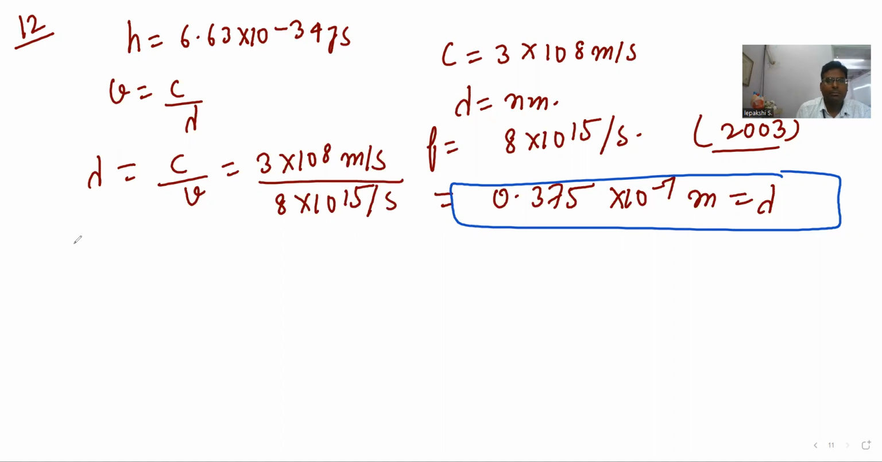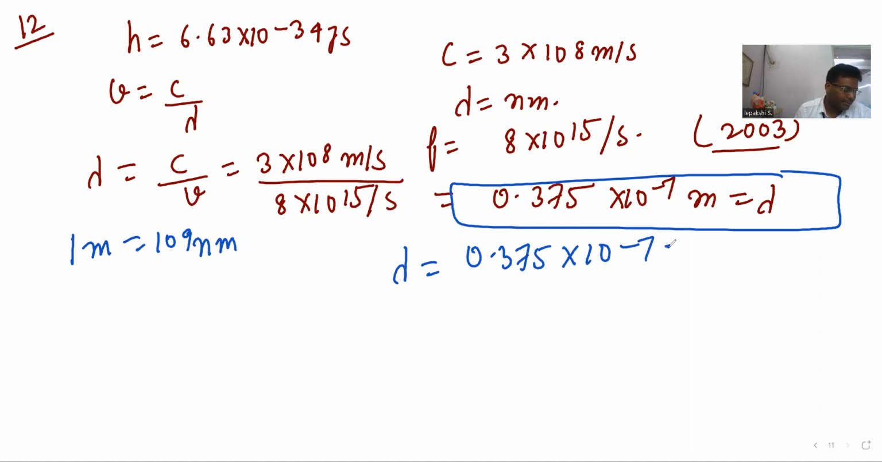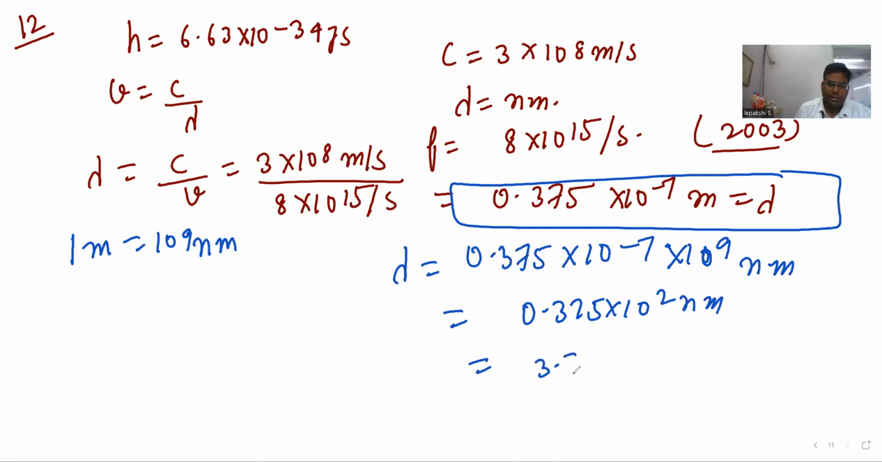And here given 1 meter is equal to 10 raised to 9 nanometer. So multiply it to convert into nanometer. So 0.375 into 10 raised to minus 7 into 10 raised to 9 nanometer. So it will be equal to 0.375 into 10 raised to 2 nanometer. So it will be 3.75 into 10 raised to 1 nanometer. So final answer is approximately equal to 4 into 10 raised to 1 nanometer lambda.